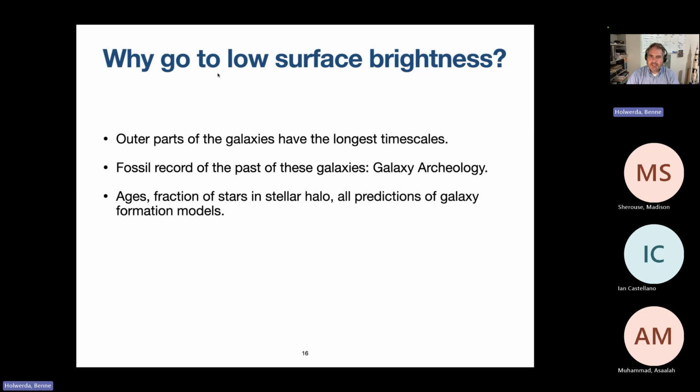And so it's a fossil record of the past galaxies that came in. This is called galaxy archaeology, because essentially we're dusting off little remnants of what the whole galaxy was originally made of. So the ages and the fractions of stars in that stellar halo are all predictions of galaxy formation models. If I smash a whole bunch of galaxies together early on, then I should see some of the bits still flying around in the halo. If I only accrete one galaxy every billion years or so, I should see a completely different stellar halo. So these are broad predictions of the galaxy formation models.